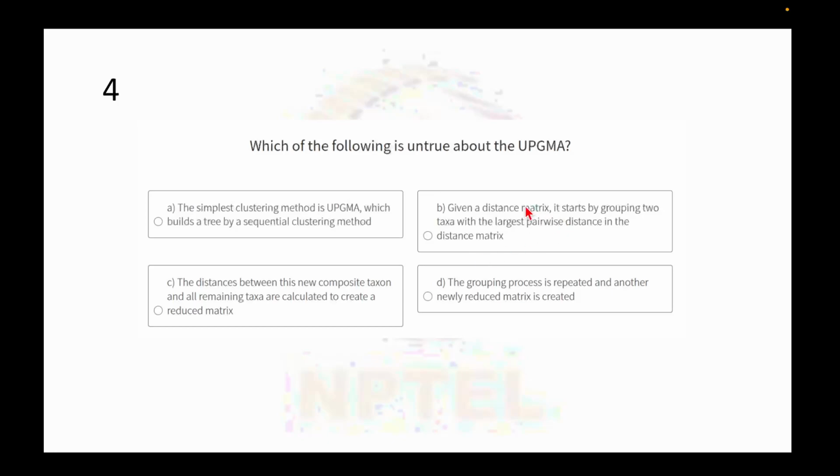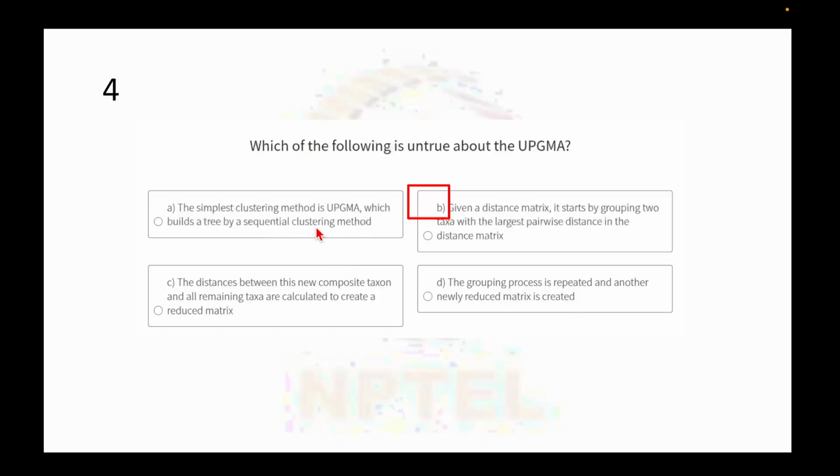So, given a distance matrix, do we start grouping two taxa with the largest pairwise distance, or do we go with the smallest pairwise distance in the distance matrix? Smallest. Yeah. So this is untrue. In this grouping, we start with the smallest pairwise distance. Remaining steps are true for the UPGMA method.